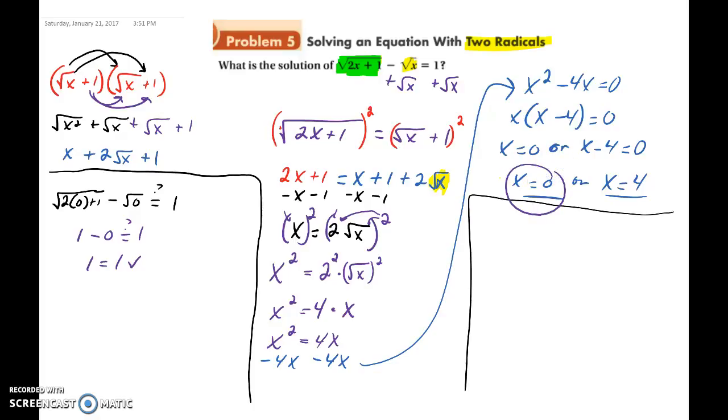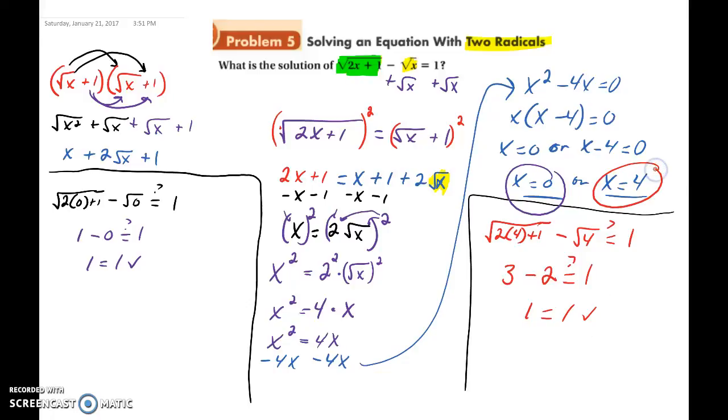Now we need to try 4. So the square root of 2 times 4 plus 1 minus the square root of 4, does this equal 1? 2 times 4 is 8, plus 1 is 9. Square root of 9 is 3. Square root of 4 is 2, so 3 minus 2 does in fact equal 1, so check, they both work. That is our final answer for this problem, and that's the only problem I'm going to go through with you now.